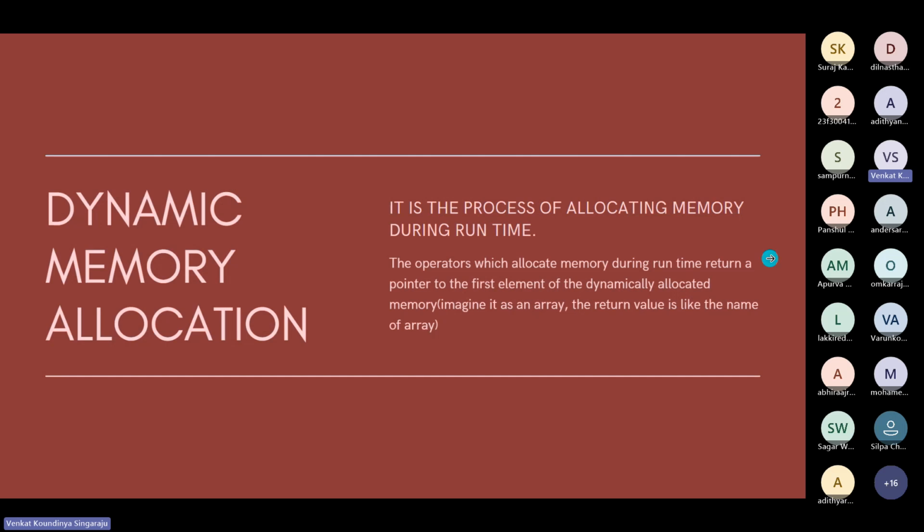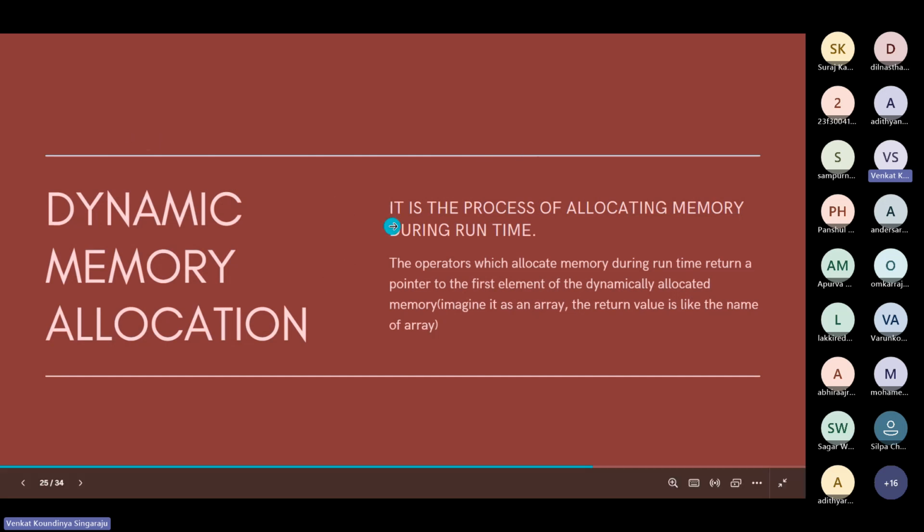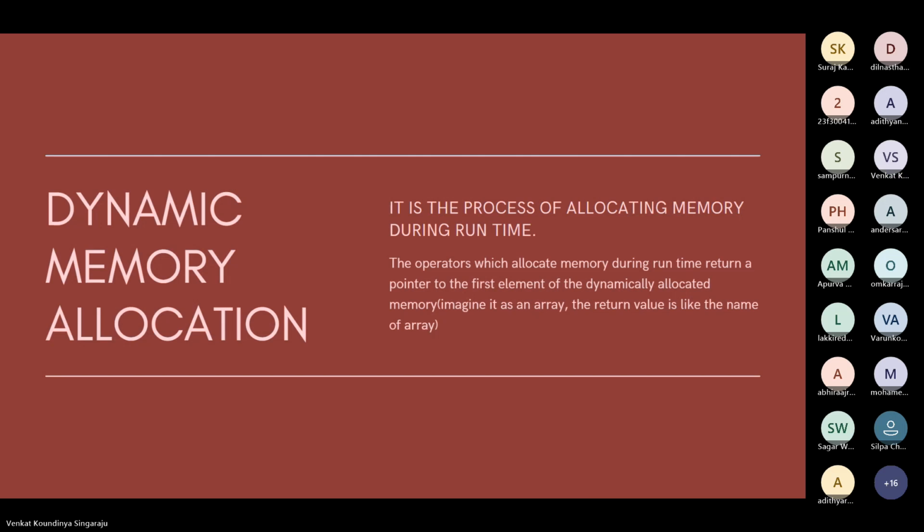Now let's discuss dynamic memory allocation. When you declare int x = 5, at compile time the compiler knows that it has to allocate 4 bytes of memory, but that might not always be the case. You might not know how much memory you need at compile time. That is when we use dynamic memory allocation.